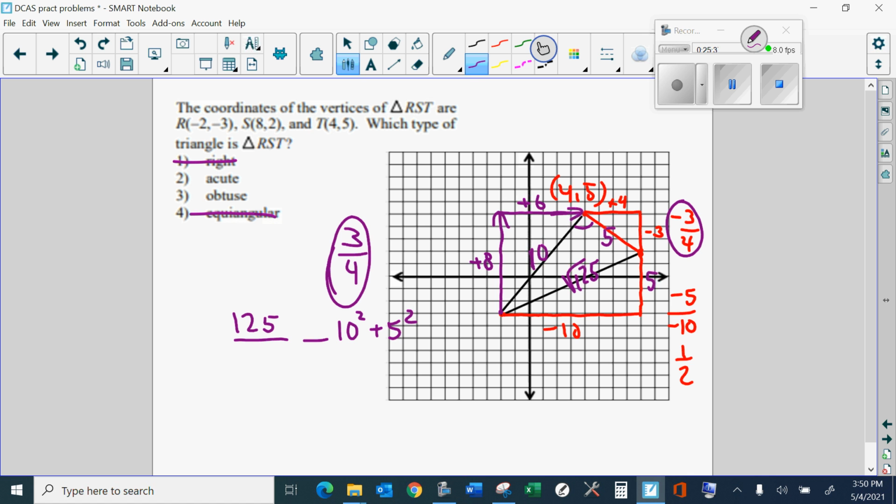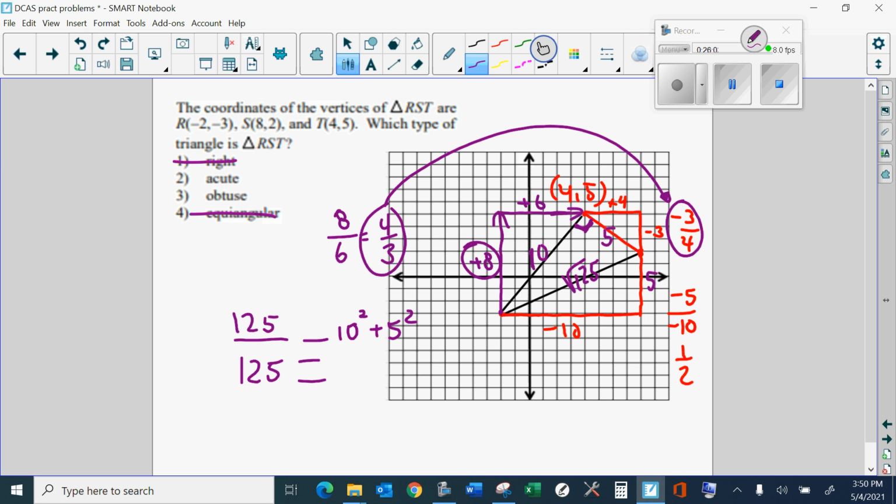Oh, dang it. This is not 3/4, it's 4/3. Change in y, 8, over change in x, 6. 4/3. 4/3 is the negative reciprocal of -3/4, so it is a right angle. I knew it looked close to that, which then, when we did 10 squared plus 5 squared, I get 125 equals 125. That's why I knew it was a right angle. If those are equal, it's a right angle.